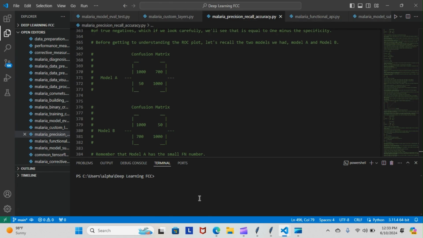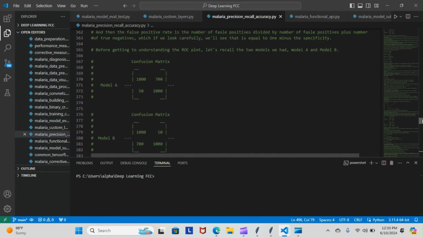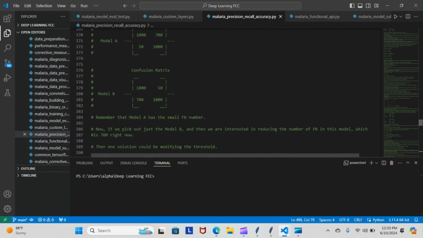Yesterday, if you recall, we went over a few topics like the confusion matrix, and we left off with the ROC plot. So today, we're going to pick up where we left off. So before getting to understand the ROC plot, let's recall the two models we had, Model A and Model B. These are our two models here. Our confusion matrix is Model A, Model B.